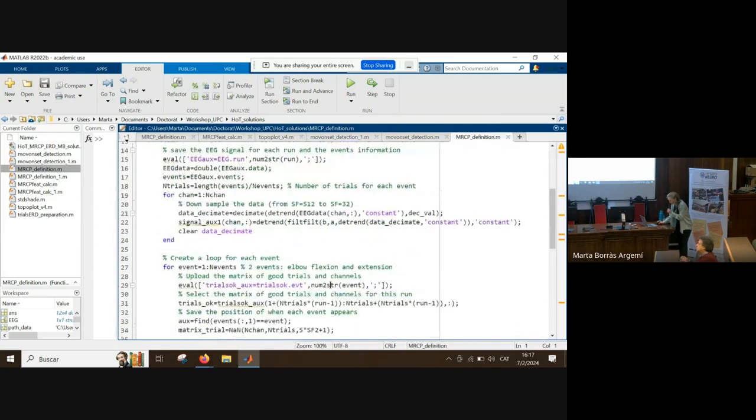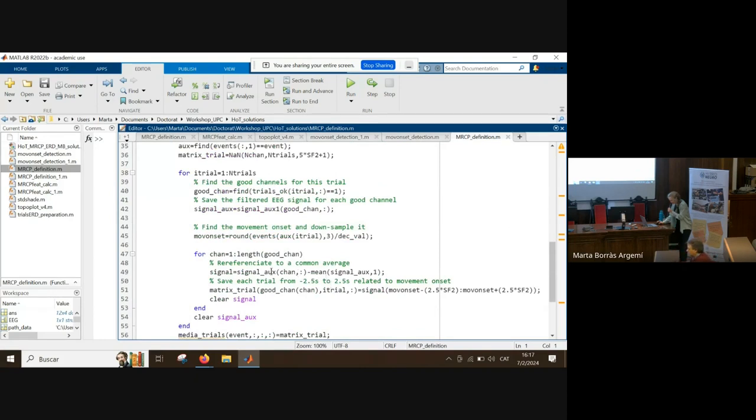As I said, we are subtracting the mean of the signal across channels. The first dimension of the signal represents the channels, so we are subtracting the mean of this signal over all channels from each channel. One thing I forgot to tell you is that we are looking only at the good channels. This is important, because we want the mean of only the good channels. Otherwise, we would be adding bad information into the good signal.